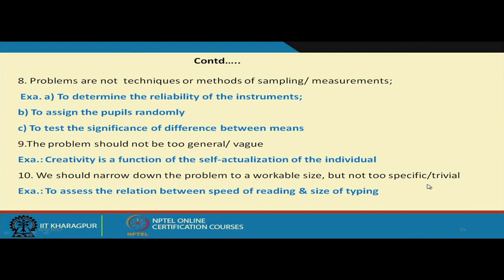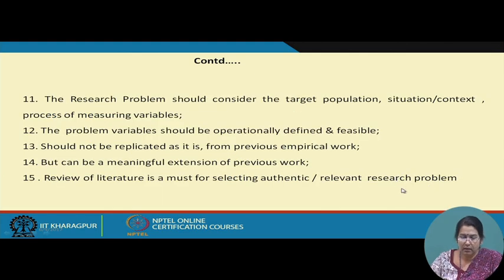But what is it going to give us, what kind of result is it going to yield? Even though we have found some kind of result, in which way is it going to be useful for us or for others? So, what would be its applications? These trivial questions are very silly questions, which we should not select as the research problem. So, the research problem should consider the target population, situation and context, and the process of measuring the variables.